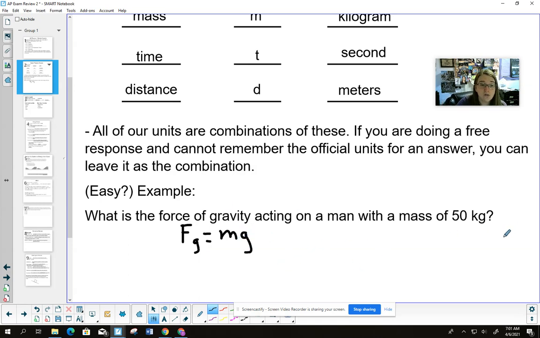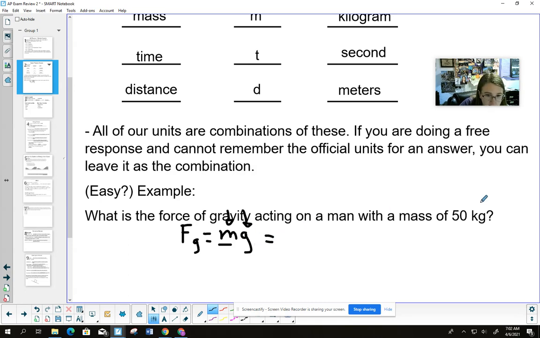Now, if you didn't know the units for force, what are the units for forces again? Do you remember that? Newtons, right? So if we didn't know that newtons was the unit for force, what you can do is, based on the formula, use those units. So this is m, and g, we know, is an acceleration, right? g is the acceleration due to gravity. So you can use those units.